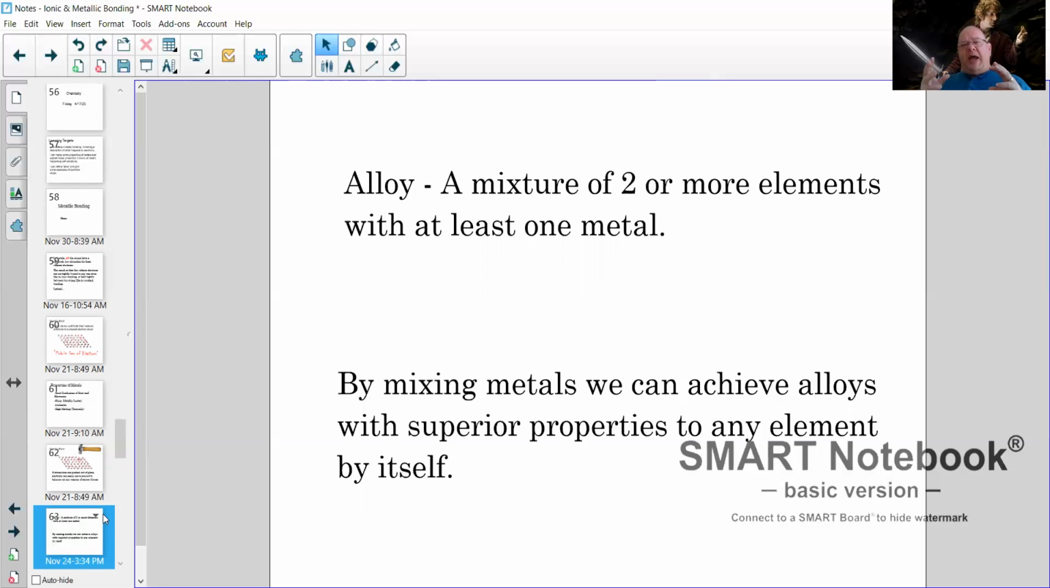And it turns out by mixing elements together, by making these alloys, we can create an alloy that's got superior properties to any of the individual elements. In reality, I think it's pretty rare for us to use a pure element.